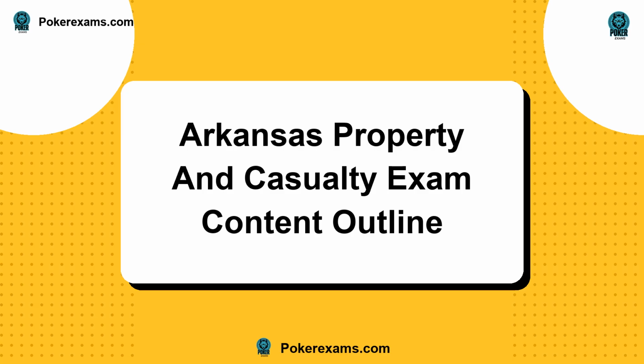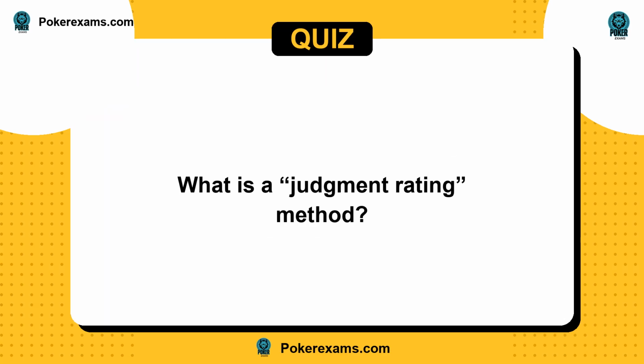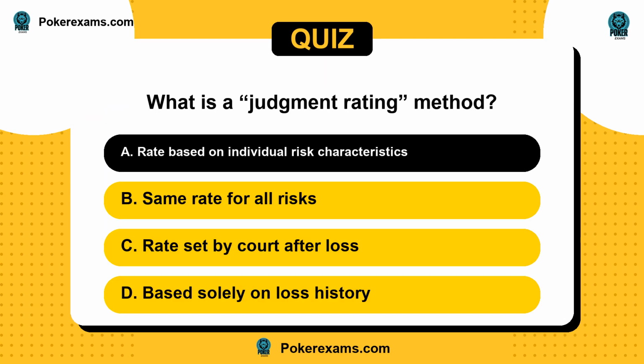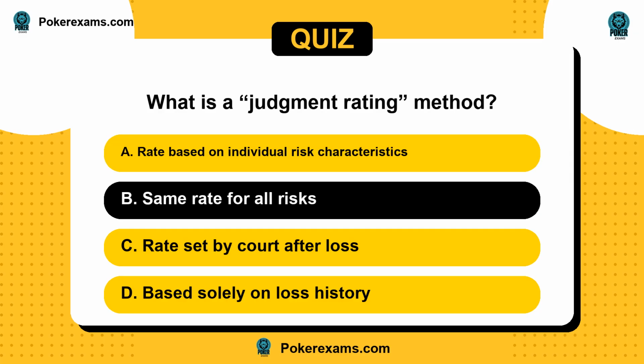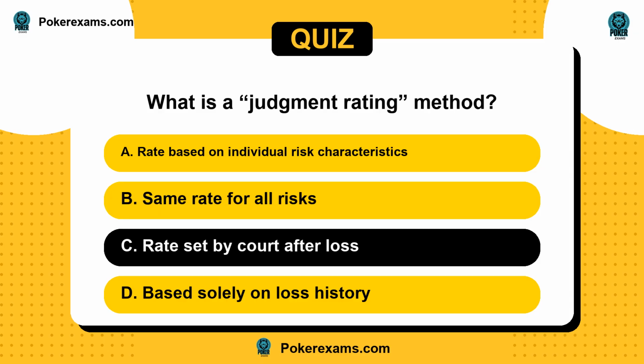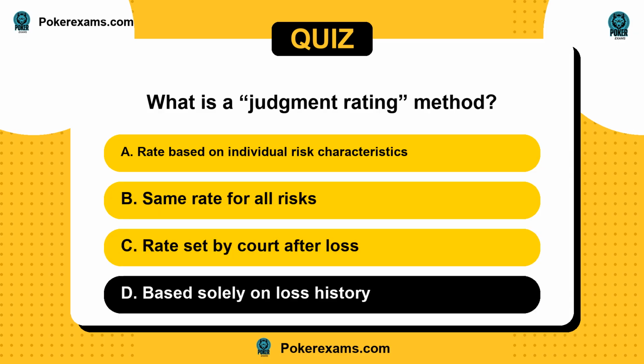Welcome to the quiz. What is a judgment rating method? Is it A, rate based on individual risk characteristics? Or B, same rate for all risks? C, rate set by court after loss? Or D, based solely on loss history?